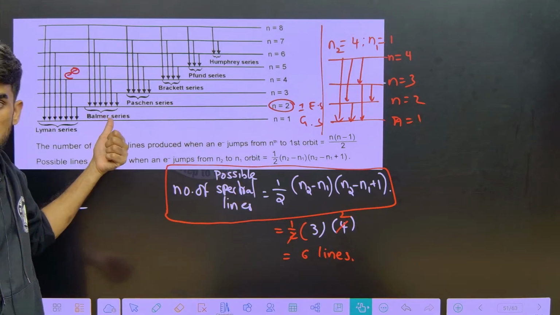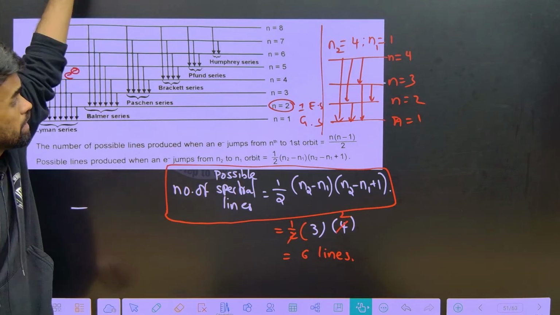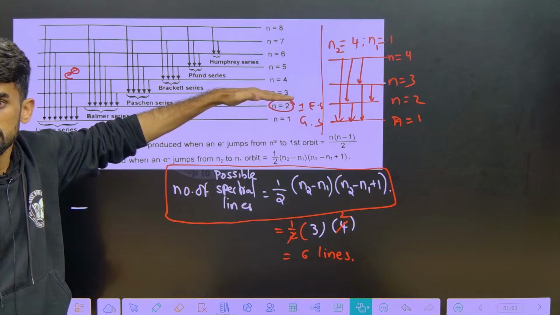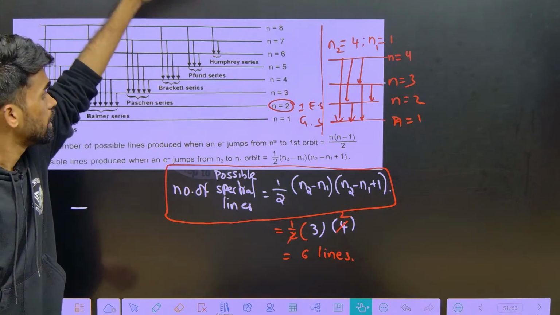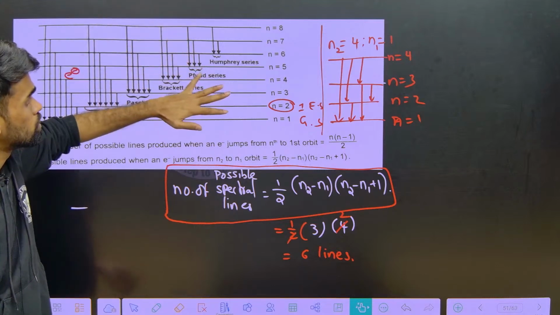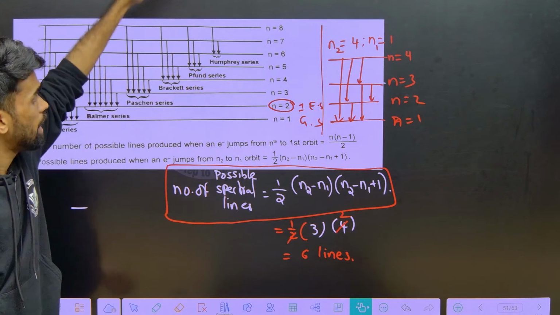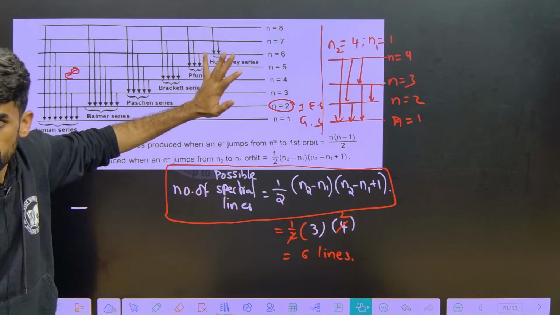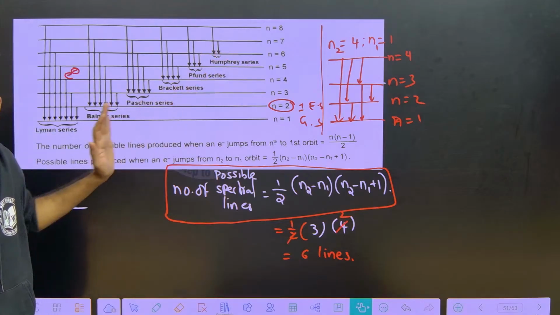what we have? Balmer series lines. From any higher energy state to the third state, Paschen. Any higher to the fourth state, Brackett. Any higher to the fifth state, Pfund. Any higher to the sixth, Humphreys. These are the spectral series we have.